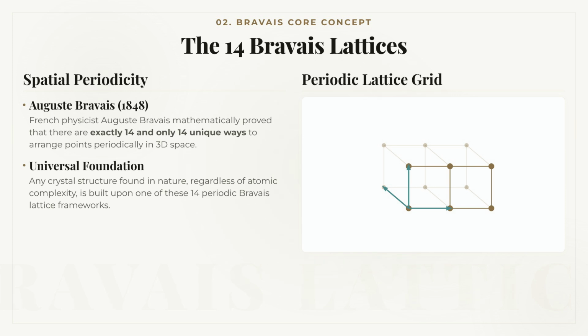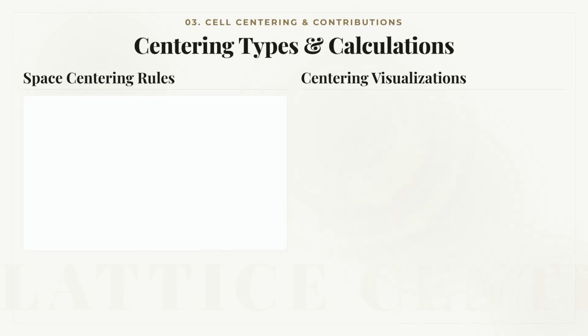To understand Bravais lattices, we need to know the different types of centering. The first type is the primitive lattice, represented by the letter P. In a primitive lattice, lattice points are located only at the 8 corners of the unit cell. Since each corner atom is shared among 8 neighboring cells, the total contribution is 1 lattice point per unit cell.